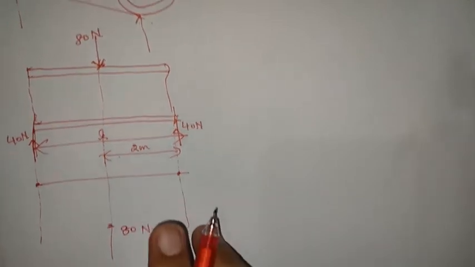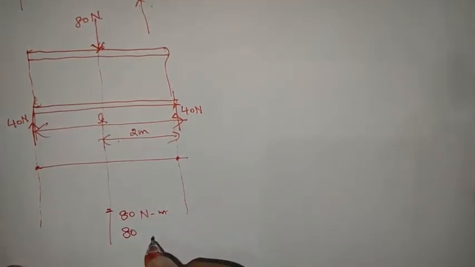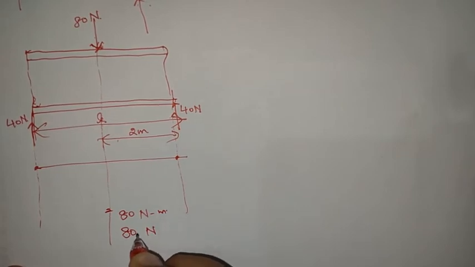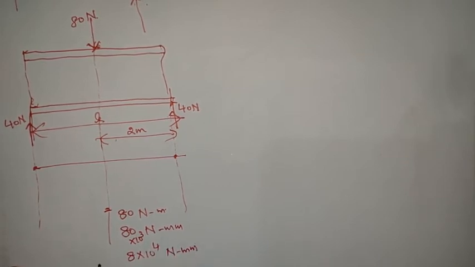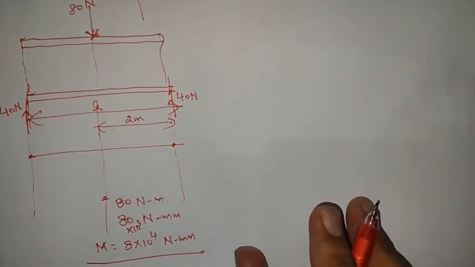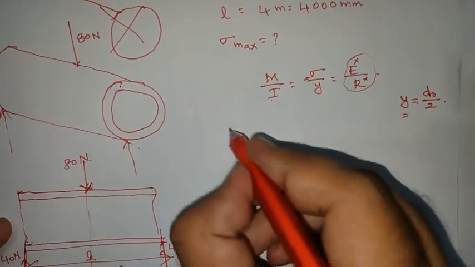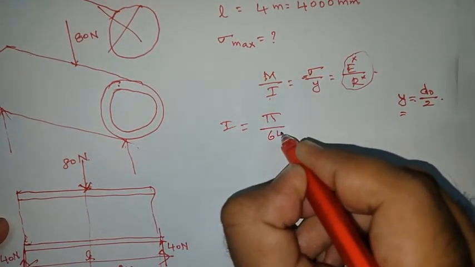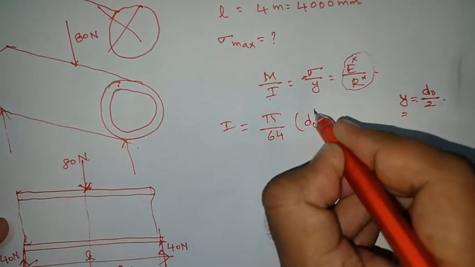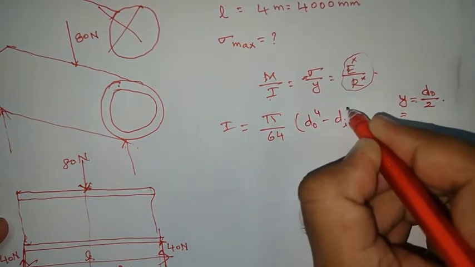But if you convert into mm, 80 Newton meter, with 1 meter equal to 1000 mm, that is 10 power 3, so that is 8 into 10 power 4 Newton mm, which is the maximum bending moment, right? So M value we got. Then I require the I value. Moment of inertia is equal to pi by 64 into D0 power 4 minus Di power 4.